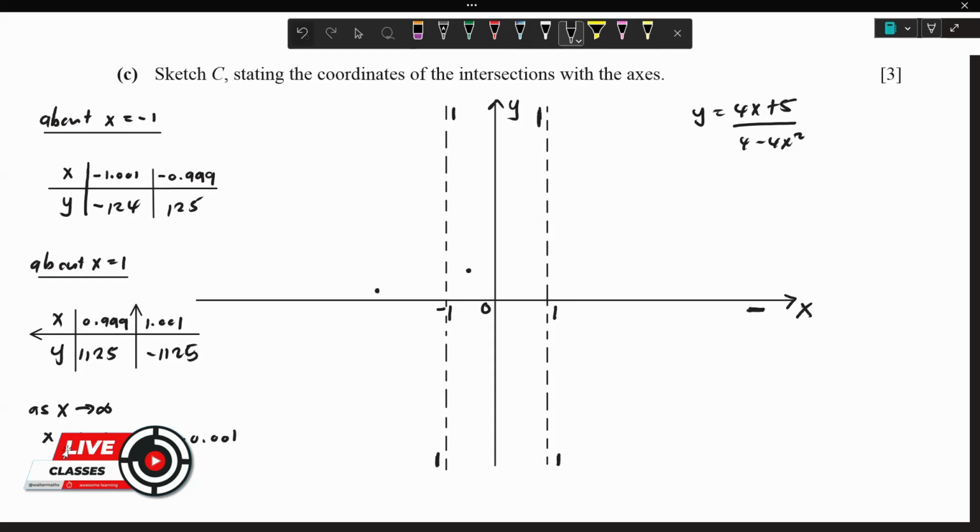So from somewhere here, and then as x approaches negative infinity, you can take minus 1,000, and for minus 1,000, y is slightly positive, because y will be 0.000988 and something. So it's positive.